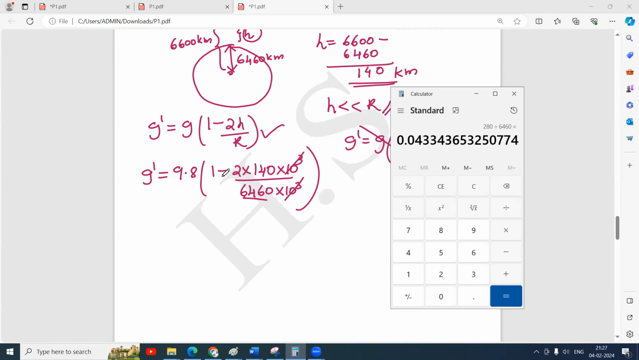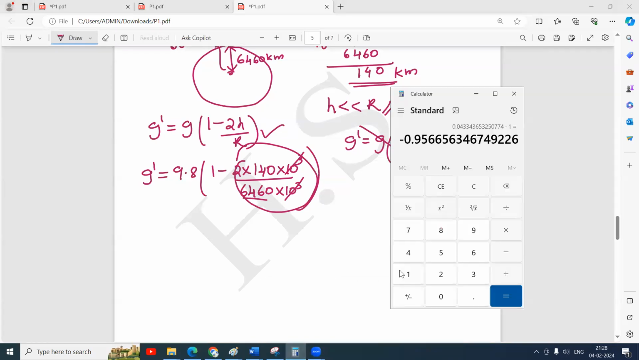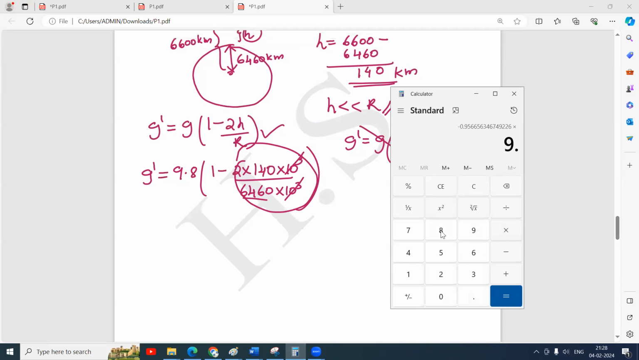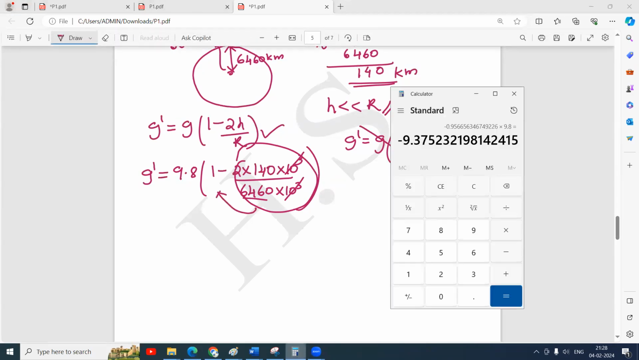And this should be subtracted from 1. I did minus 1, so I'll get a negative answer. Actually, it should be 1 minus this thing, so much. But I did minus 1 into 9.8. So at a stroke, I can complete all the calculations. Into 9.8. I got minus because I made this minus this one. Actually, it should be 1 minus. Okay. The answer is 9.375.